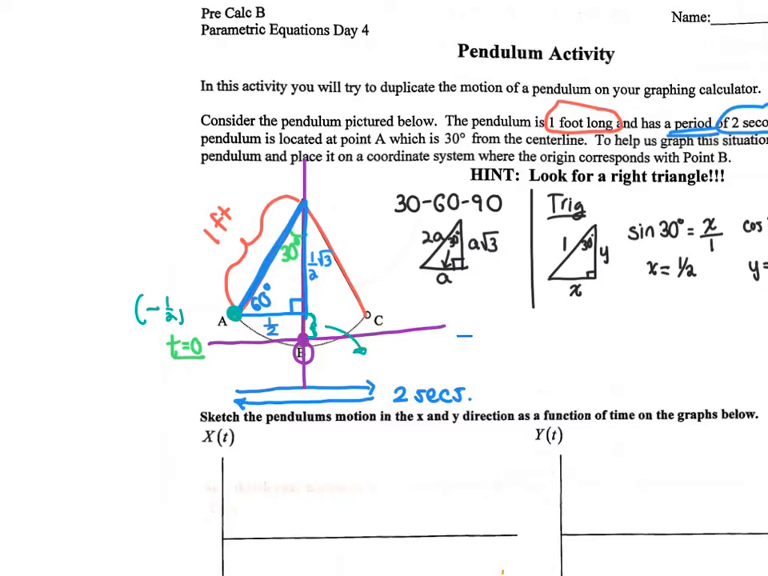Well, remember that the pendulum itself was 1 foot long. So to find this distance, I'm going to take that 1 foot pendulum and I'm going to subtract the top part, which is square root 3 over 2. And if I do that subtraction, let's throw that in our calculator here. That would end up being 1 minus, in parentheses, the square root of 3 divided by 2, and we'll close those parentheses.